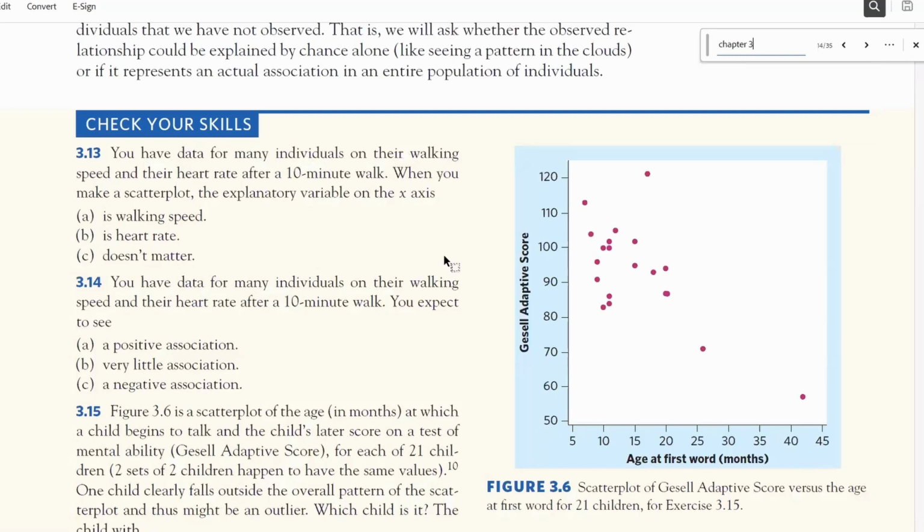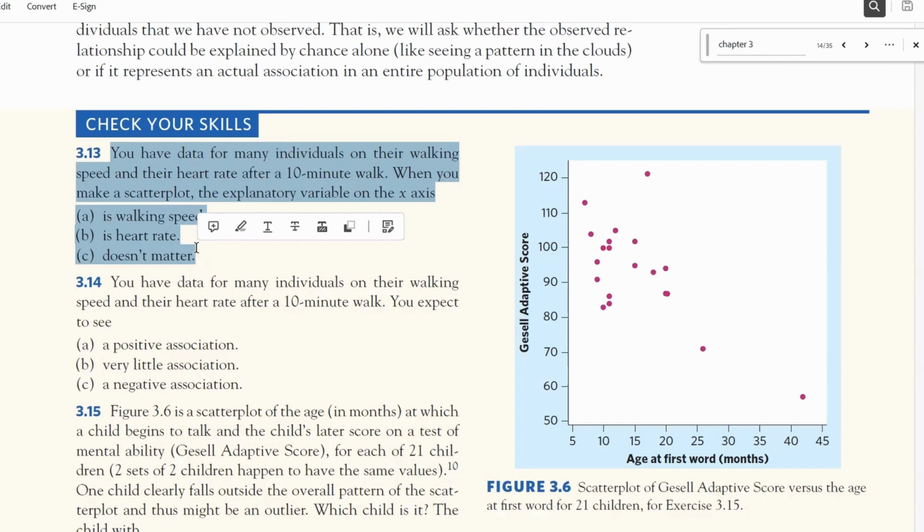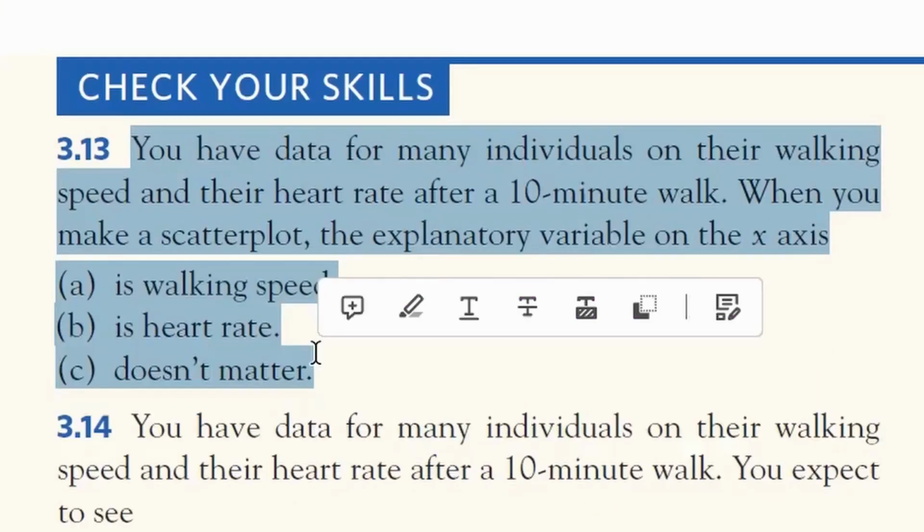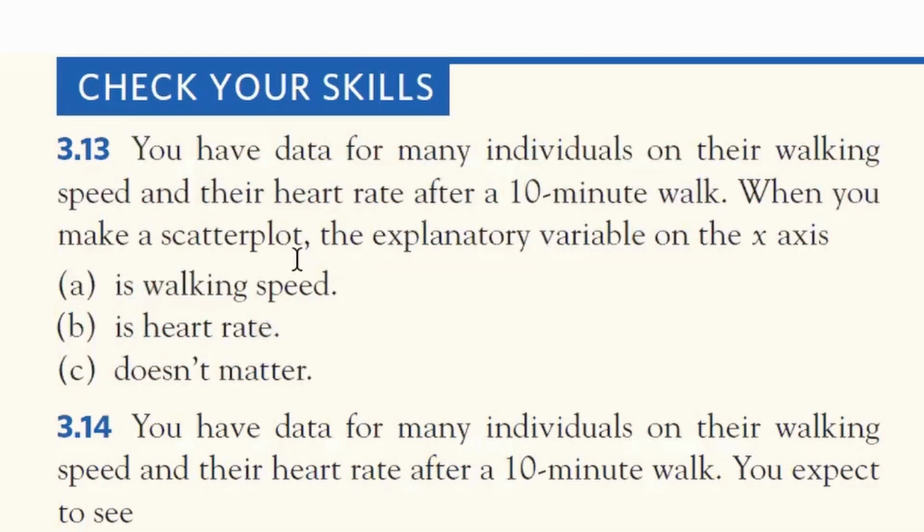And then we come down to the check your skills section. And again, these are pretty familiar to us because we've seen some of this before. I've presented you with these examples in the past. Let's say you have data for many individuals on their walking speed and their heart rate from a 10-minute walk. When you make a scatter plot, the explanatory variable on the x-axis is, this was actually a quiz question earlier, wasn't it?